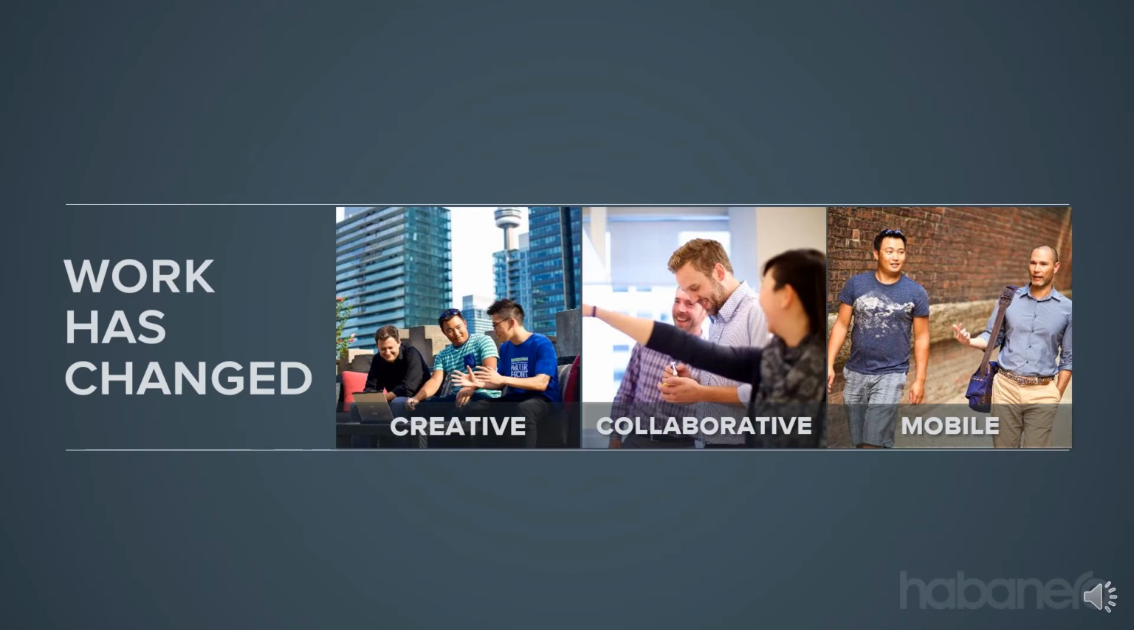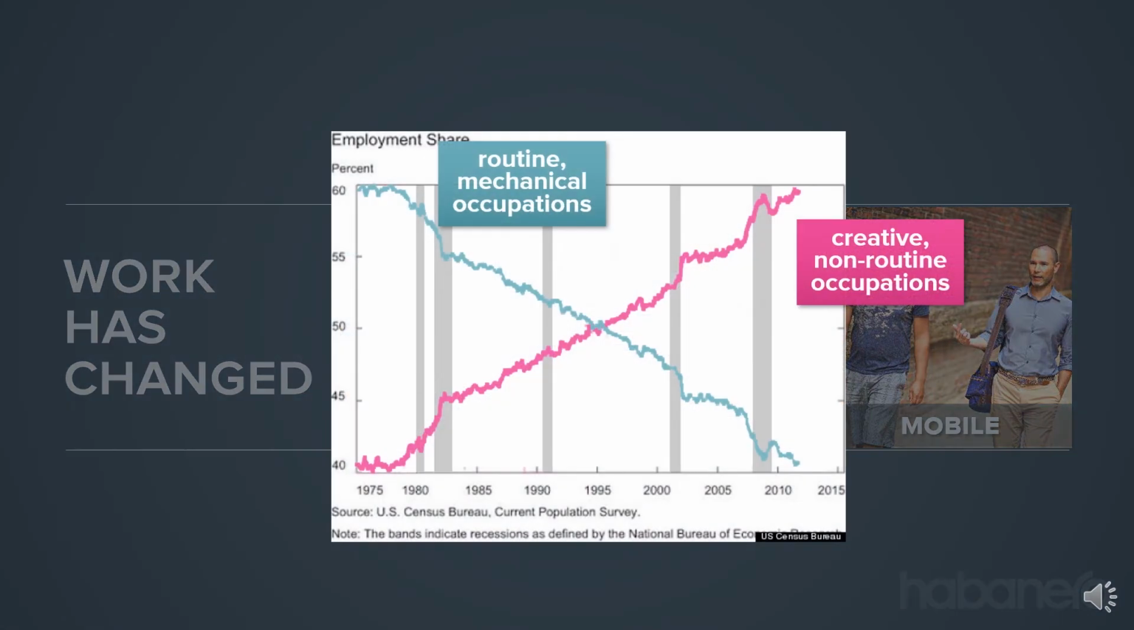One really fascinating set of data for me is from the US Census Bureau. They've been tracking employment patterns for the last 40 years. They've reported this, you can see here, this blue line. This is a precipitous drop in what they call routine mechanical occupations, and there's been a corresponding increase in creative, non-routine occupations.